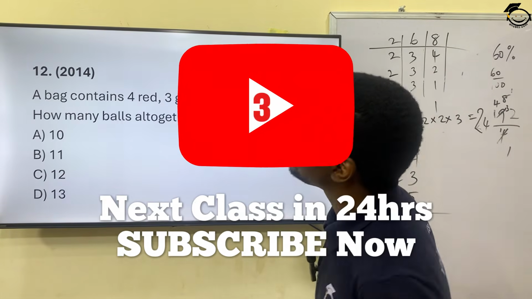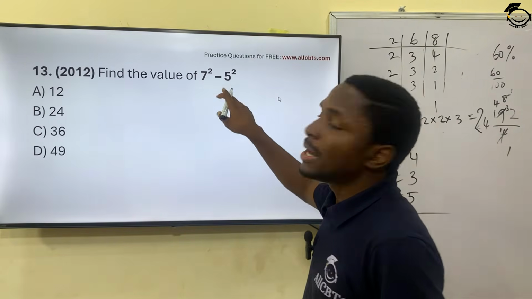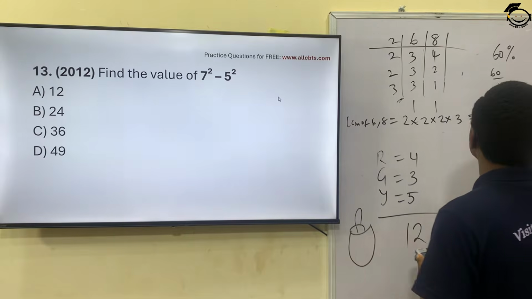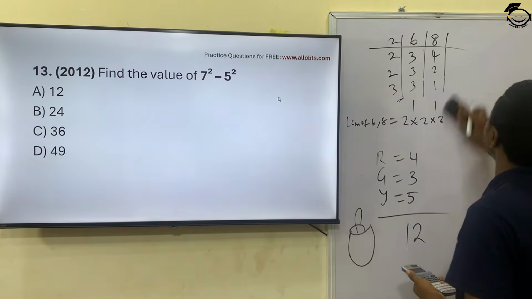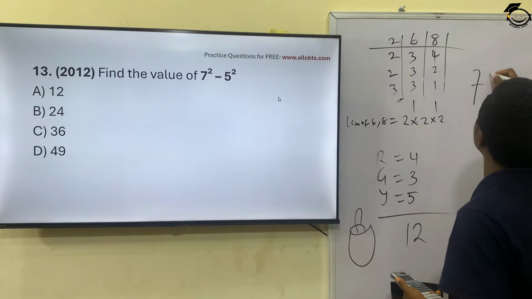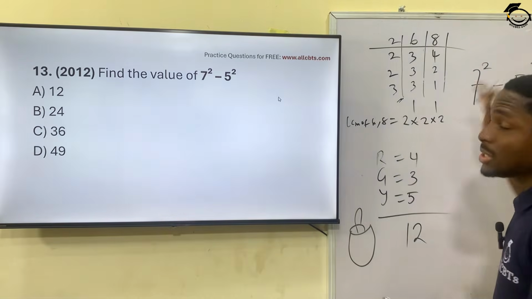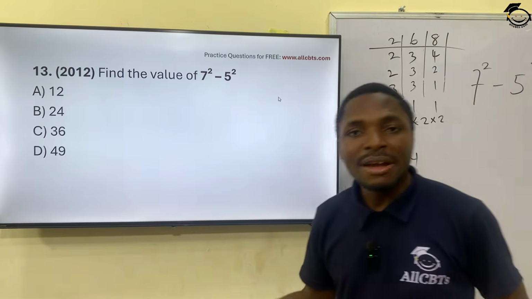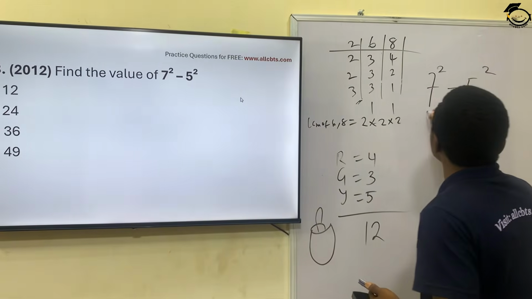Question 13. Find the value of 7 raised to power 2 minus 5 raised to power 2. So that's a simple one also. 7 raised to power 2 minus 5 raised to power 2. So 7 raised to power 2 just simply means what? 7 times 7. 5 raised to power 2 simply means what? 5 times 5.